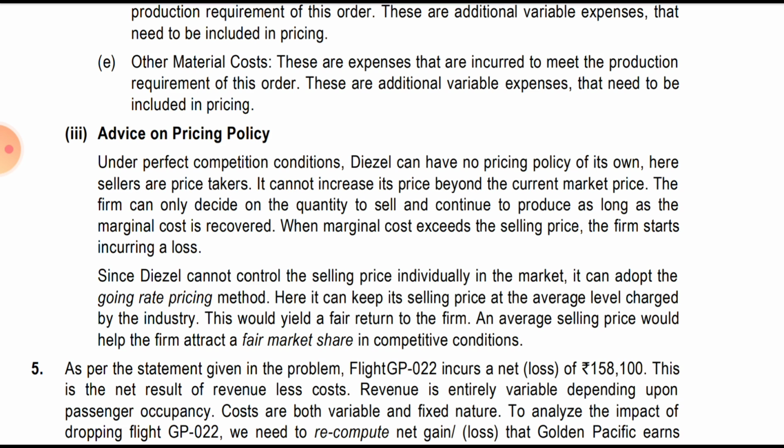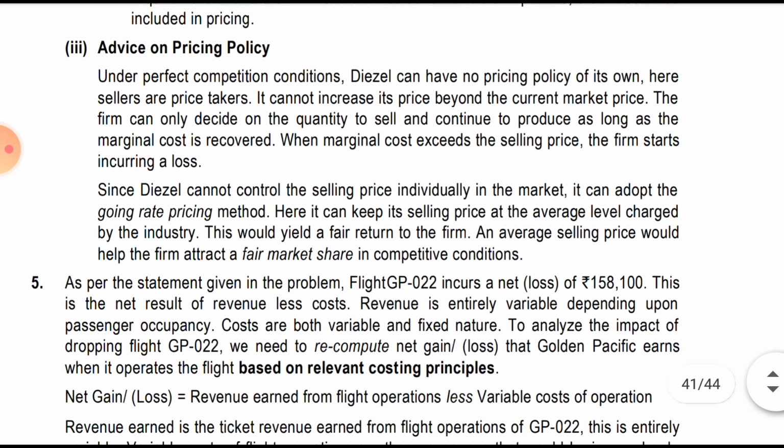Since Diesel cannot control the selling price because they are price takers in the market, it can keep its selling price at an average level charged by the industry. So what has been charged by the industry, they can keep that price only. This would yield a fair return to the firm. The average selling price would help the firm attract a higher market share in the competitive condition.